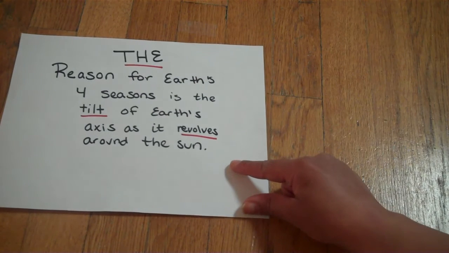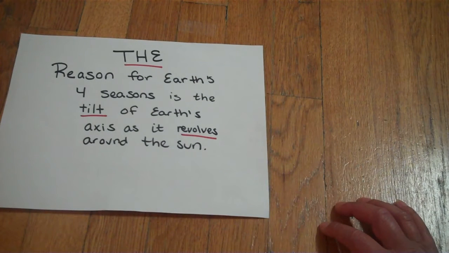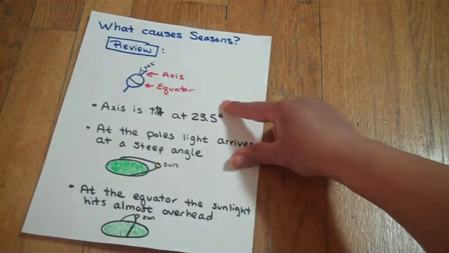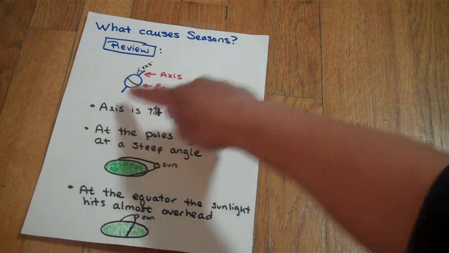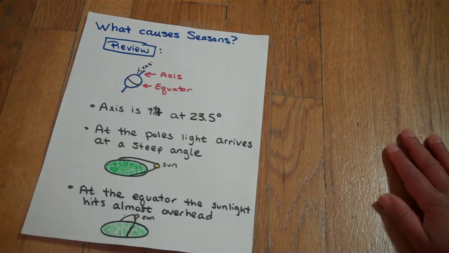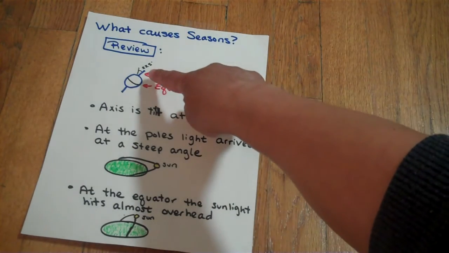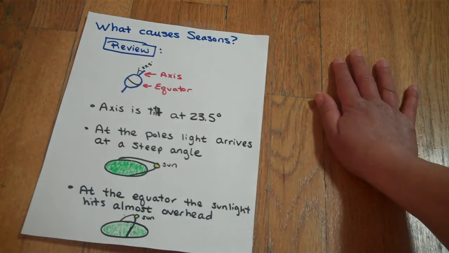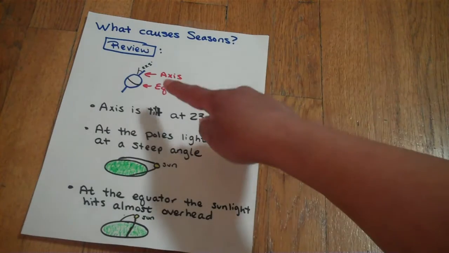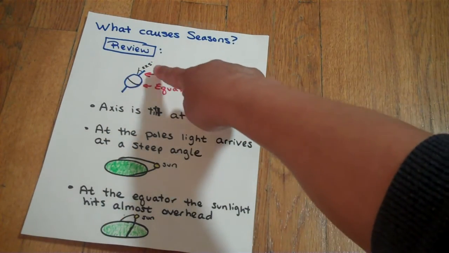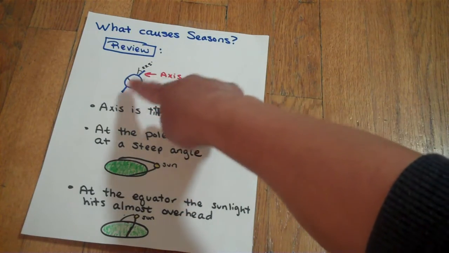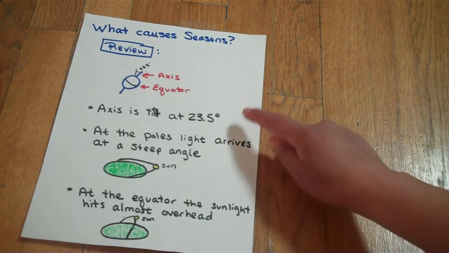The reason for Earth's four seasons is the tilt of Earth's axis as it revolves around the sun. What causes seasons? Let's review. An axis is an imaginary line that a planet rotates on, and for the Earth, the axis is tilted at 23.5 degrees. An equator is another imaginary line that goes through the middle of the Earth, and it helps us to see the difference between the North and the South Pole.